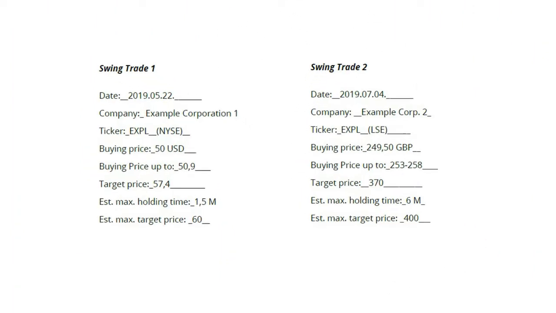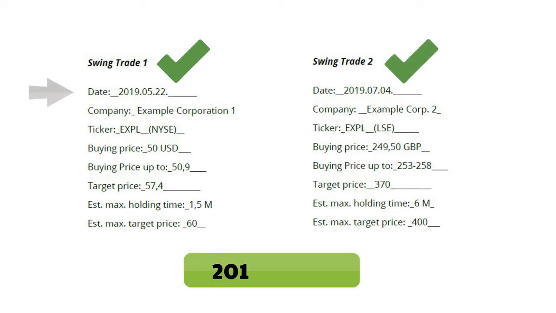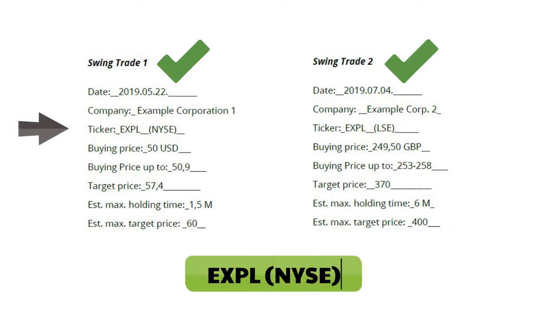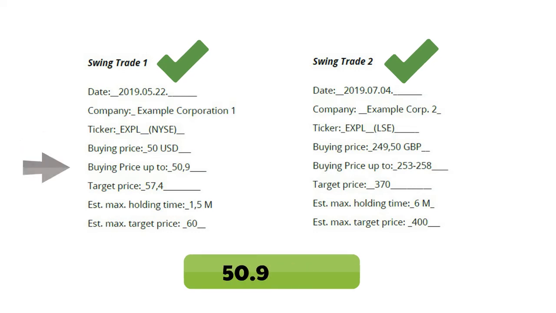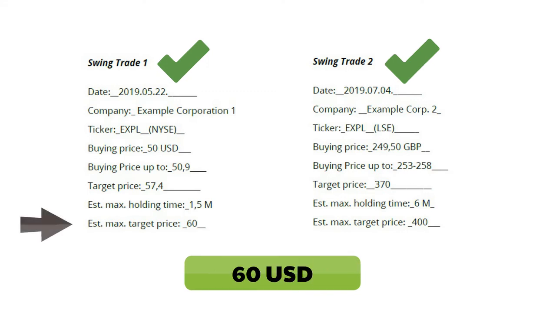In the swing trade section you can see 2 same columns. Both of them contain informations about buying one company, the date of the buy, the name of the company, the ticker and the name of the stock exchange, the buying price, the max buying price, the target price, the max holding time of the position, and the max target price.